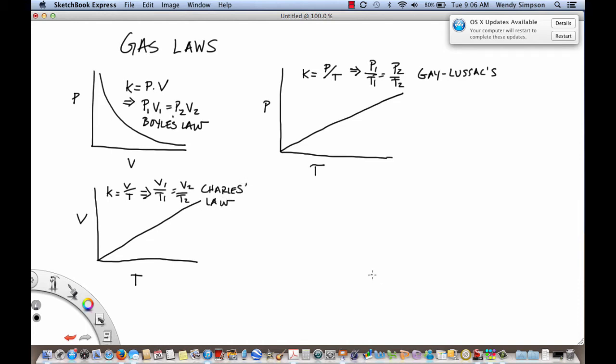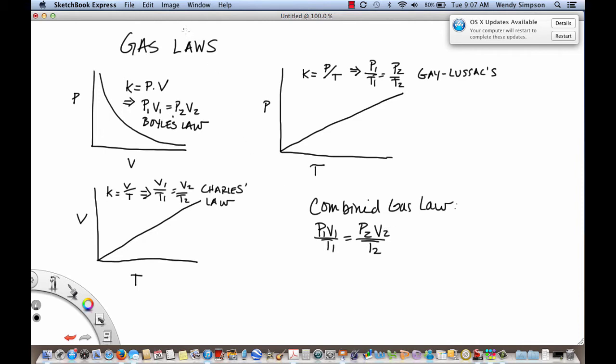When we combine all 3 gas laws together, we get the combined gas law. And this is P1 times V1 over T1 equals P2 times V2 over T2. This is the only gas law equation you really need to know, because we can derive all of the other 3 gas laws from it.